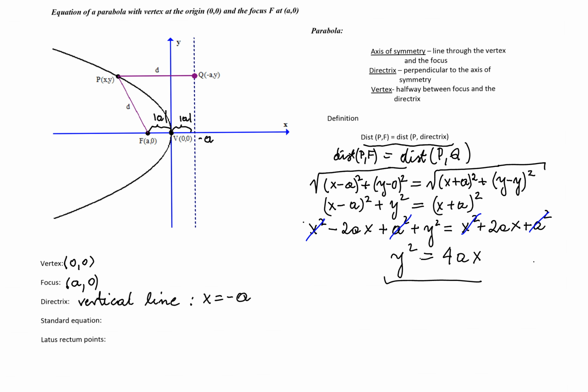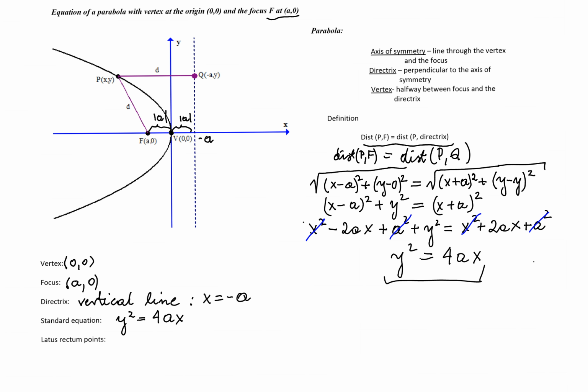And this is the standard equation of a parabola with vertex at (0, 0) and the focus at the point (a, 0). So in this equation, a is the non-zero coordinate of the focus. The focus has coordinates (a, 0). a is the non-zero coordinate, and this is the same a that appears in that formula.